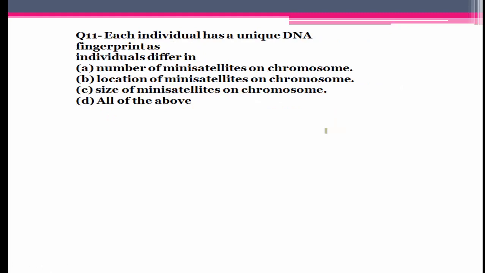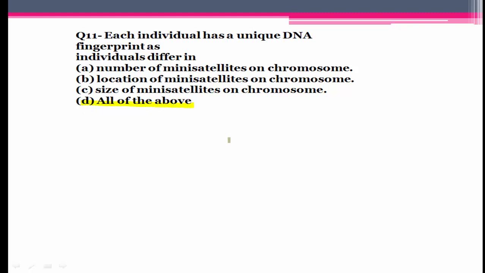Yes, again somewhat the same question. Each individual has a unique DNA fingerprint as individuals differ in, except for monozygotic twins. Again I am repeating, the number of minisatellites on the chromosome varies from one person to another. The location of minisatellites on the chromosome also varies. The size of the minisatellites on the chromosome also varies, so all of the above is the answer for this question.